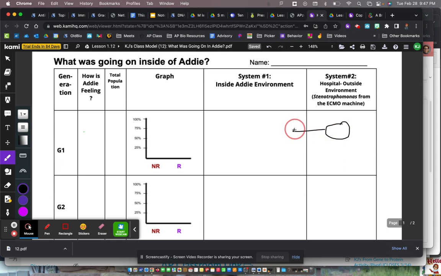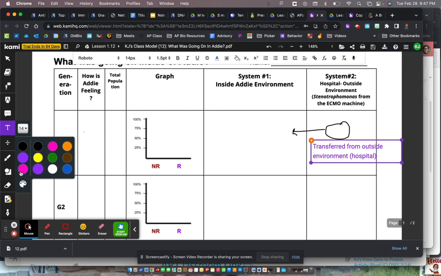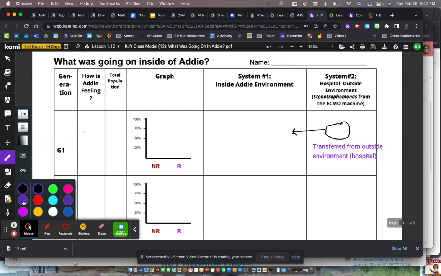So we got some Stenotrophomonas that come in from the hospital itself. So I'm going to actually type transferred from outside environment, hospital. So she picks up this Stenotrophomonas and it gets inside of her body. So notice system 1 here is inside Addie, system 2 is outside the environment. So let's start drawing what the bacteria look like. And again, I said I'm going to keep this really, really simple. So in this circumstance, we're going to draw 4 bacteria.